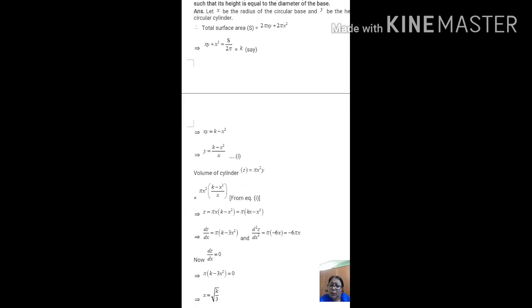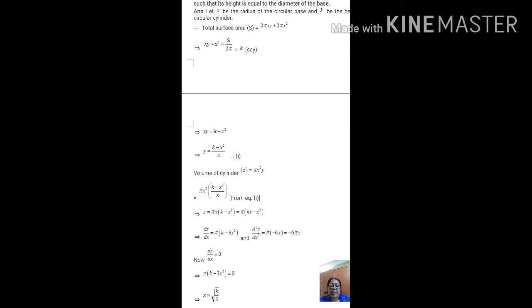Now we have to find the maximum volume. So volume Z is equal to pi r square h. Here r is x and h is y, so pi x square y. In place of y we will put the value in terms of x from equation 1. So Z is equal to, after calculation and simplification, pi into kx minus x cube.